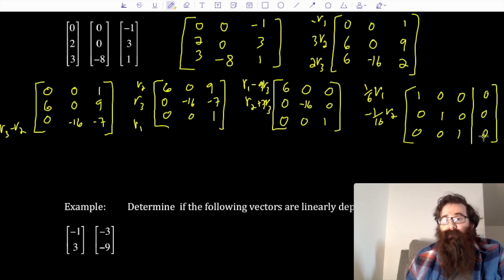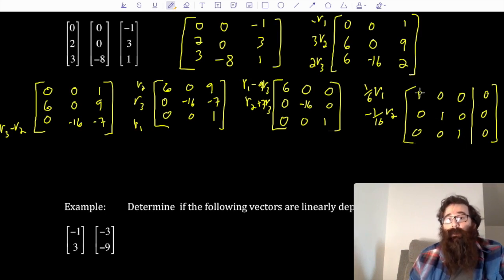Keep in mind, if I'm augmenting with something that is not the 0 vector, I can't do this because I need to know how the operations affect it. But since I'm only working with zeros in this column, any linear combination of zeros is just going to give me more zeros. So I get no ill effect adding this now. But what is this telling me?